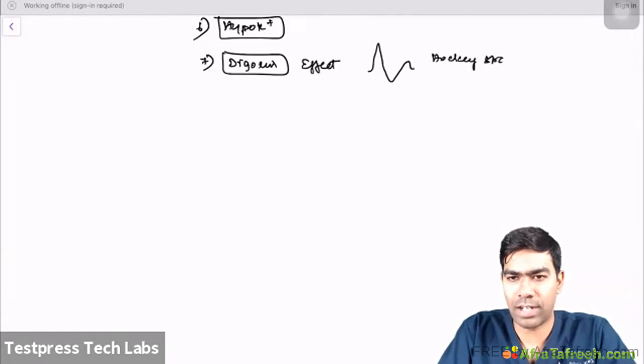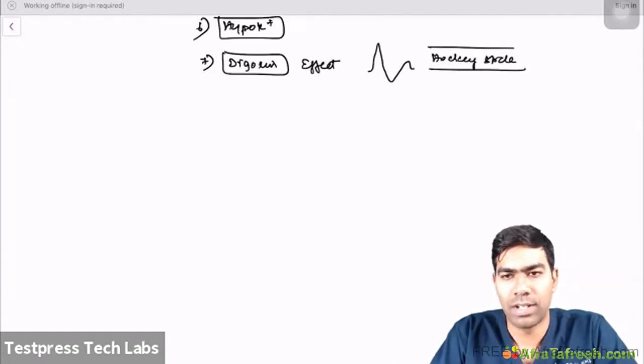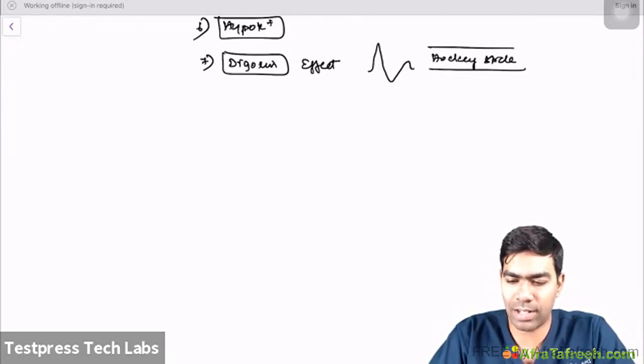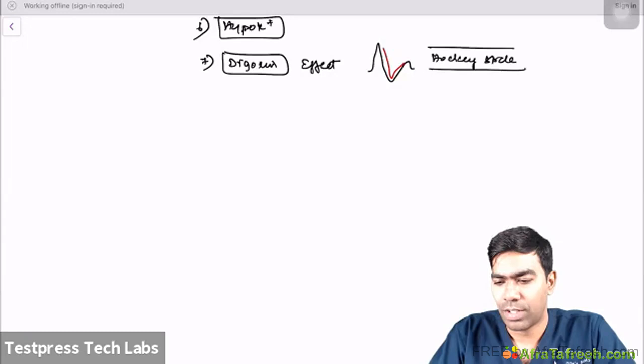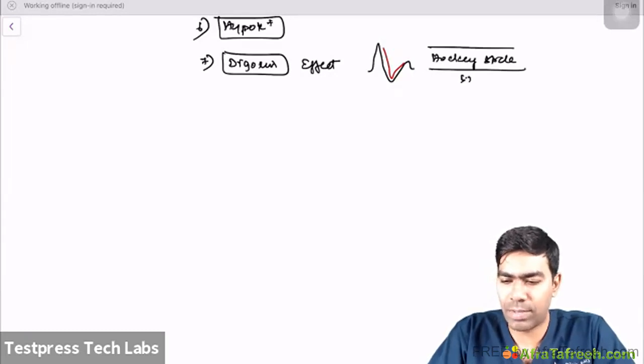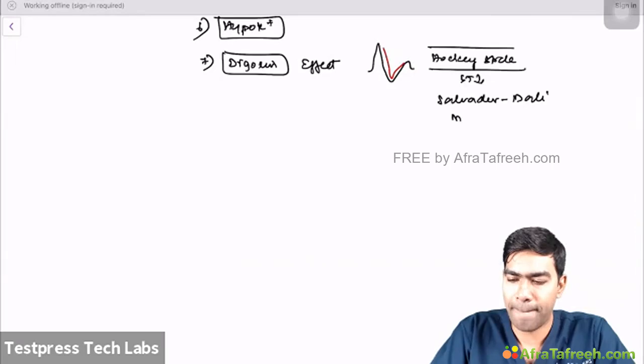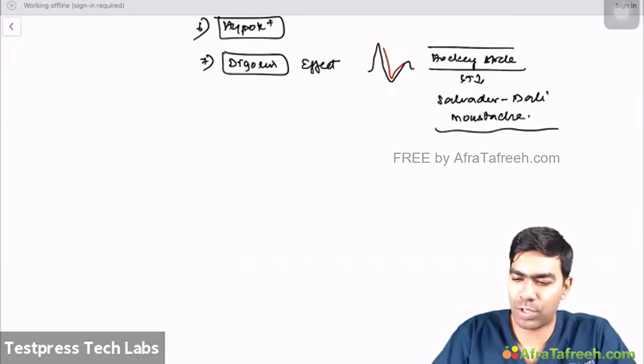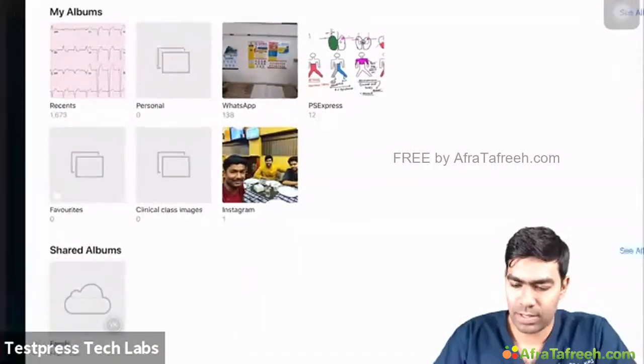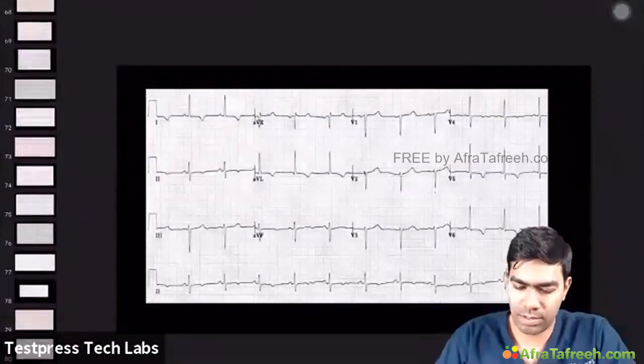Even though it's not correct, I'll describe how it happens. That's called a hockey stick appearance or a reverse hockey stick or whatever you tell. I don't really care. This looks like a hockey stick to me. If you think it's a reverse hockey stick, that's fine. So they produce a hockey stick kind of ST depression, and that's otherwise referred to as the Salvador Dali mustache appearance. Yes, correct, Deepika has told already. I'll show you that where we discuss it.